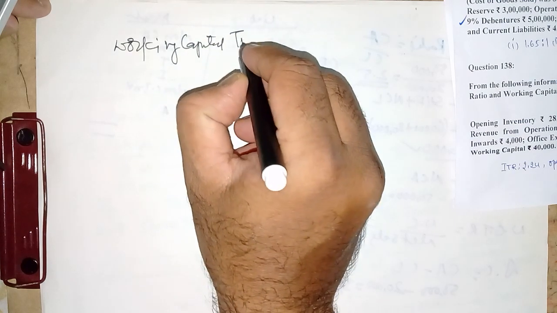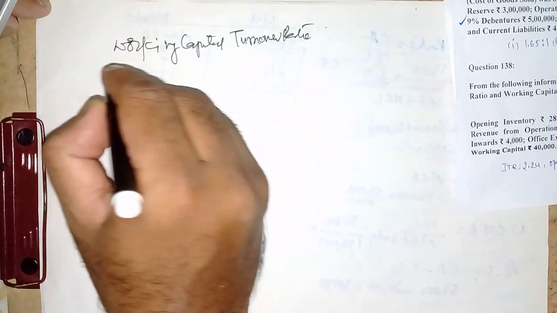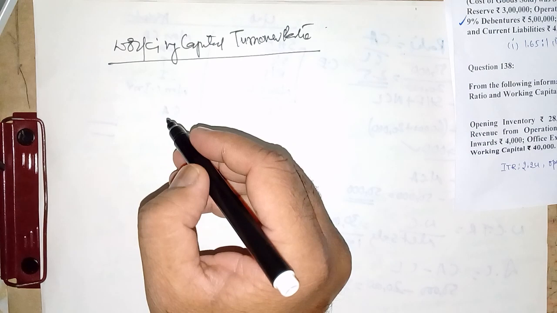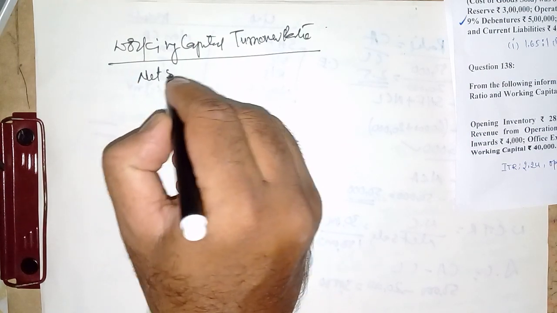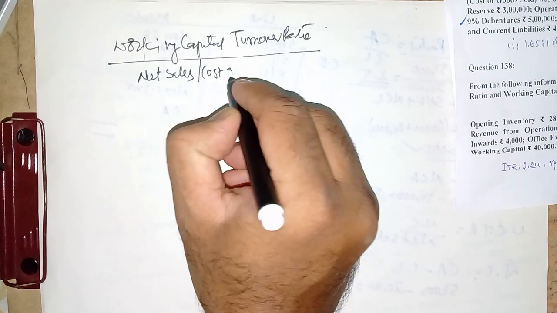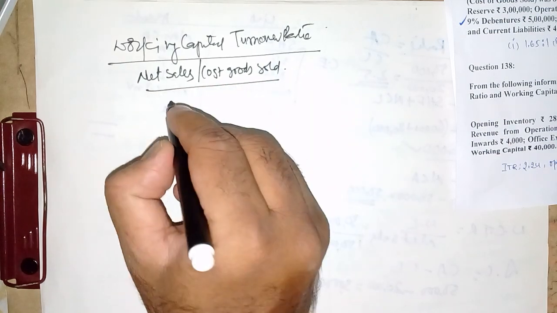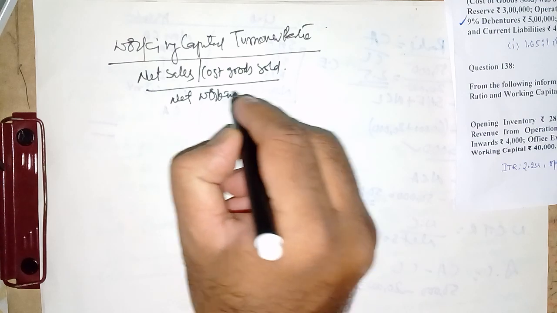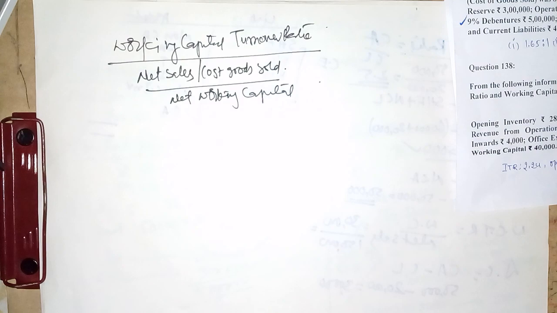Working capital turnover ratio. So the working capital turnover ratio is equal to, the formula is, net sales or cost of goods sold divided by net working capital or working capital. This is the formula, right?